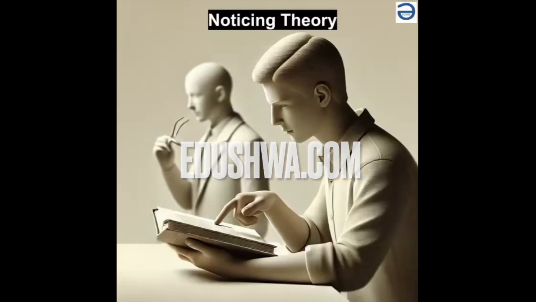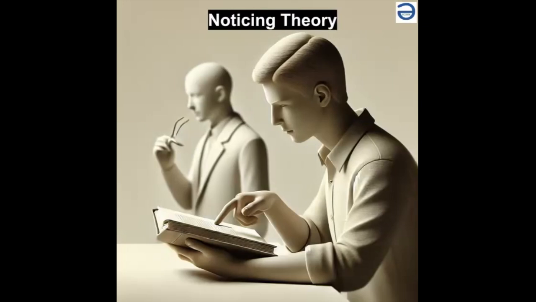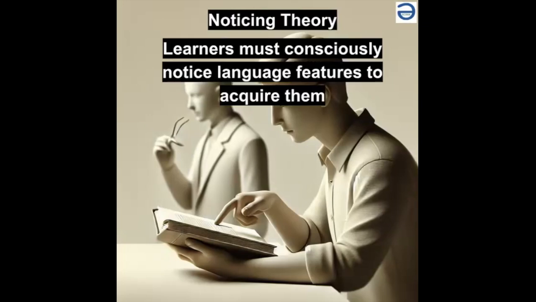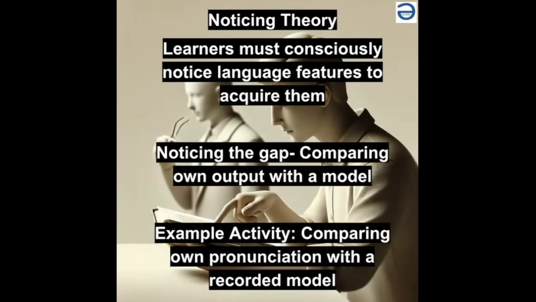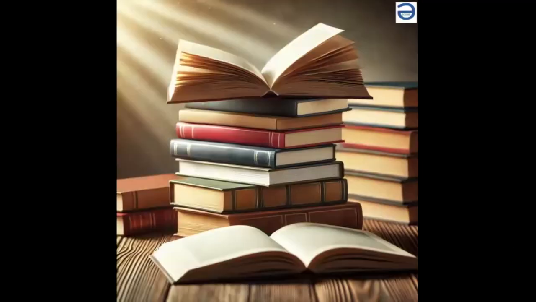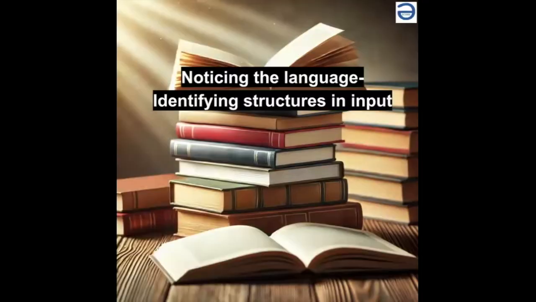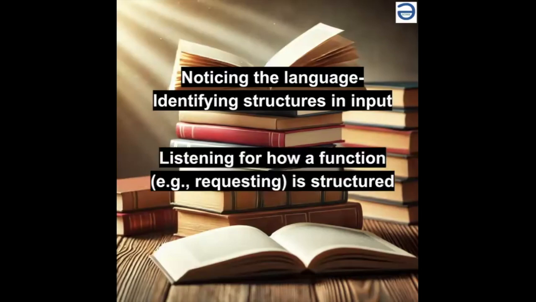Now let's take a look at an interesting theory called the noticing theory. Learners must consciously notice language features to acquire them. It can be of two types. Noticing the gap, comparing own output with a model. So for example, comparing your own pronunciation with a recorded model, that's noticing the gap. And the second one is noticing the language. So identifying structures in input, listening for how a function, for example, requesting, is structured.